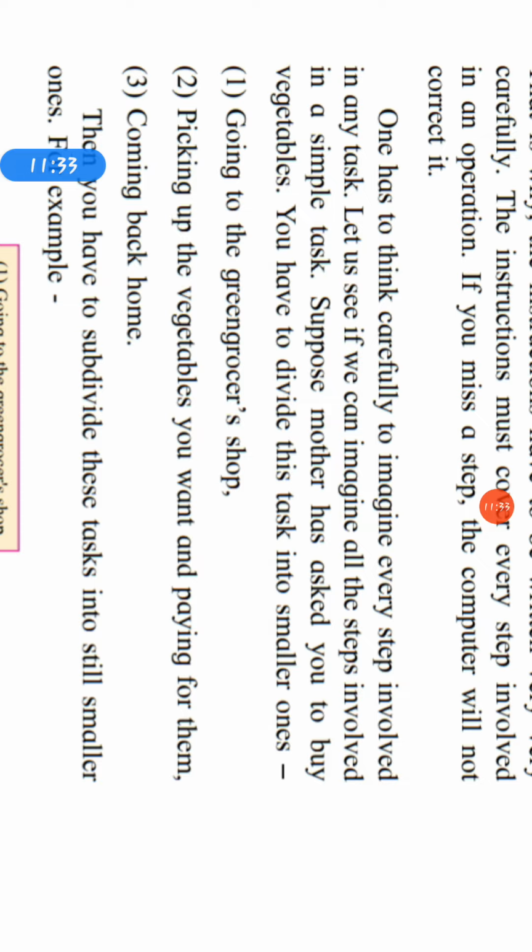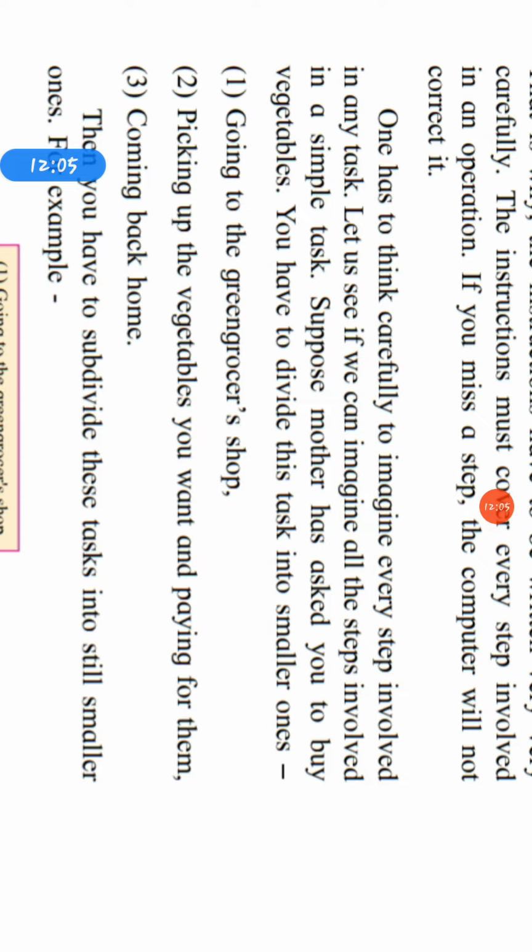We will see. Suppose your mother has asked you to buy vegetables. You have to divide this task into smaller ones. If your mother told you to go and buy the vegetables from the greengrocer shop, you have to decide which thing to do first. First, going to the greengrocer shop. Second, picking up the vegetables you want and paying for them. Third, coming back home.